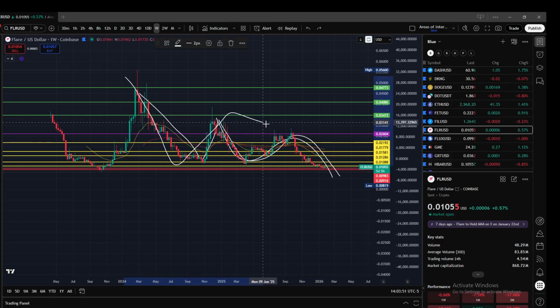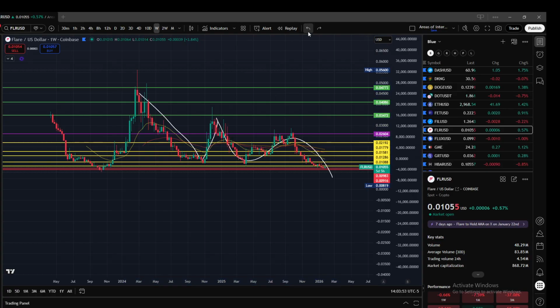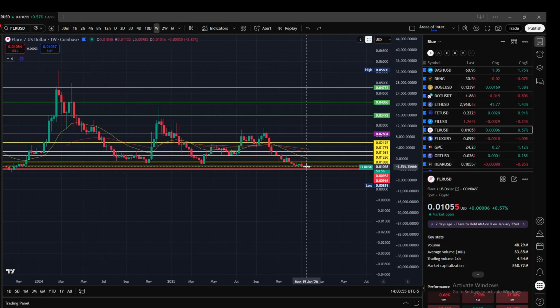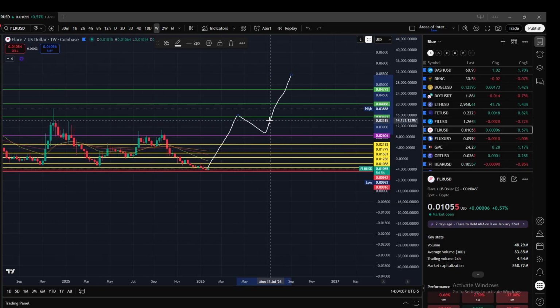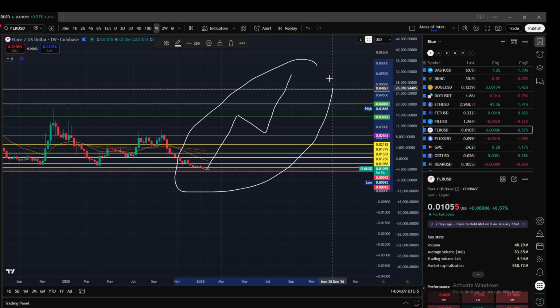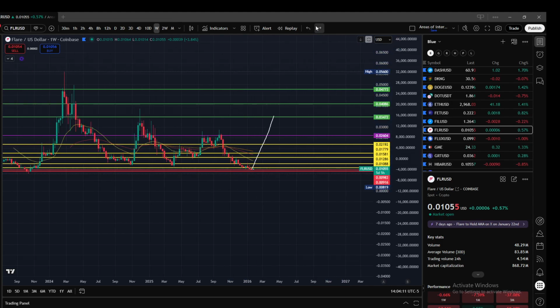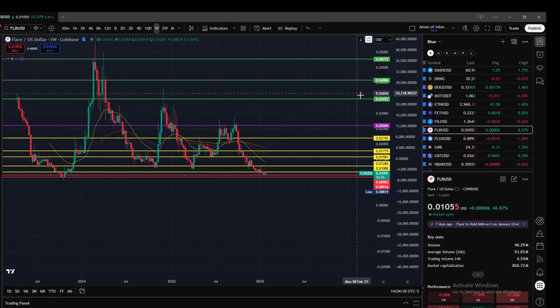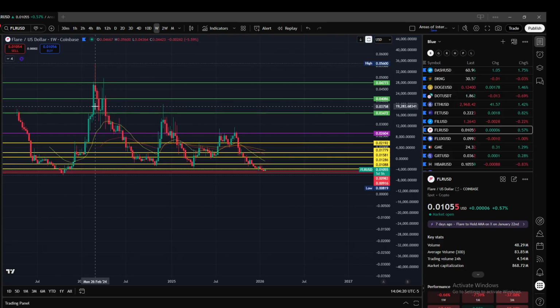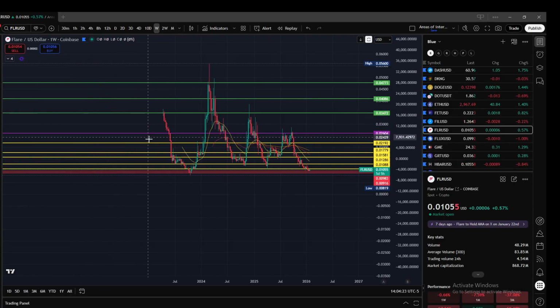A, B, C, 3-wave move. So at the very least, we need a 3-wave move up. I gotta even zoom out. You need like an A, B, C. Right? That could be the next extension. Okay? So overall, right, this thing has been correcting since really February of 2024. Almost 2 years, almost a 2-year correction.